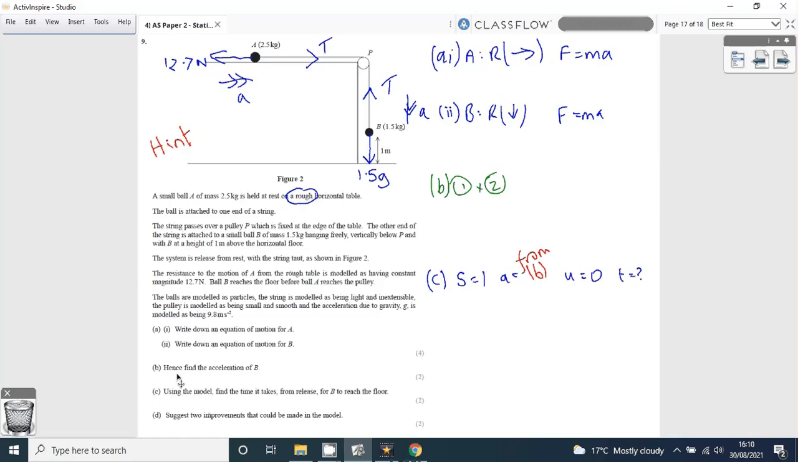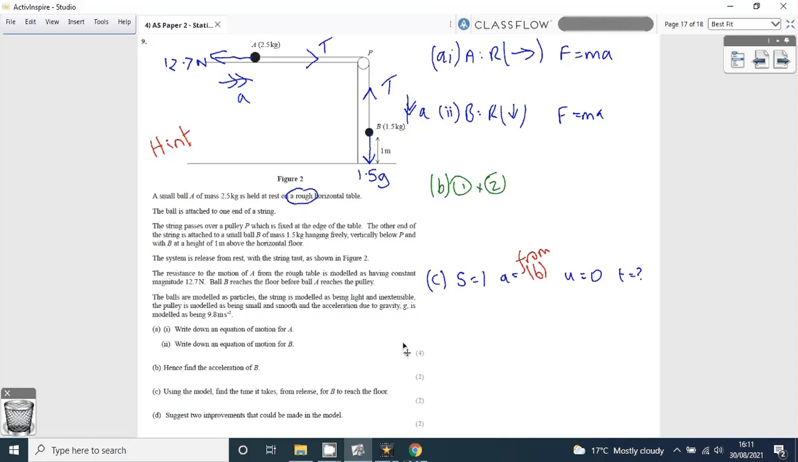Now for A part 2, we're now looking at it from B's point of view, which is going downwards. So again, just resolve downwards using F equals ma and net off the forces the right way around. Which is greater? Is it the 1.5 G or the T, bearing in mind which direction the motion is in? Now for part B, to find the acceleration, you can just add together your two answers from part A. That will eliminate the tension, allowing you to work out the acceleration.